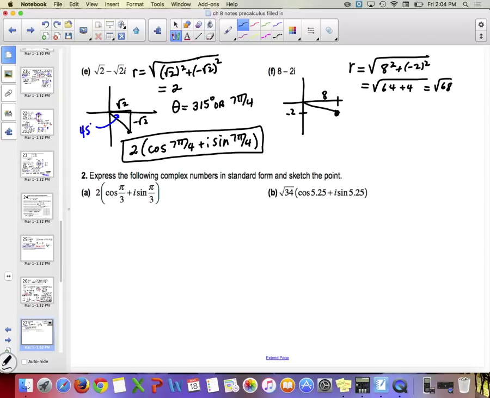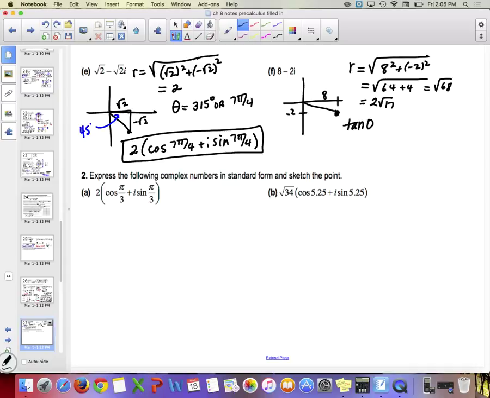Does that go down any? Do you guys know? 2 root 17. Yep, it is 2 root 17. Good job, Olivia. Yep, because 4 goes into it. 2 goes into it 34 times, so 4 goes into it 17 times. All right, and then our theta we actually have to find.